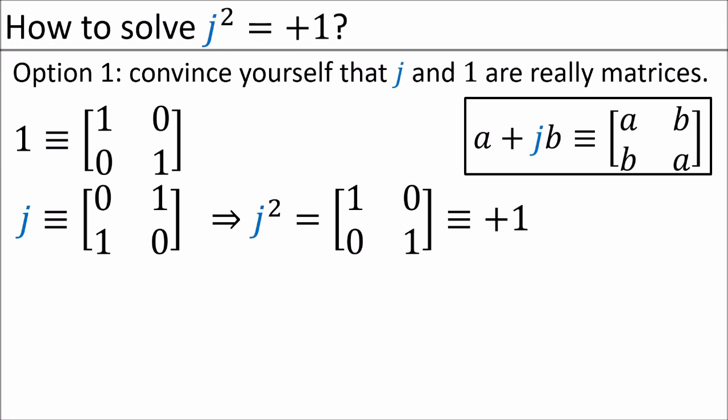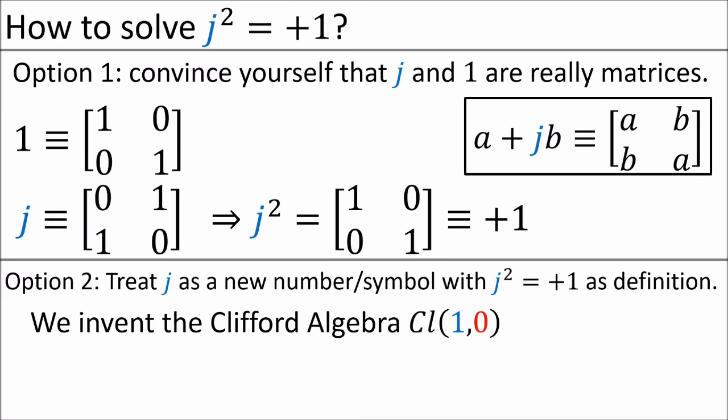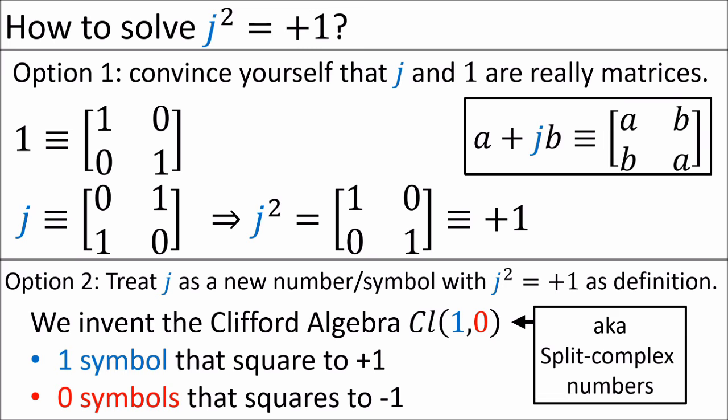But once again, there are an infinite number of matrices of all sizes that square to the identity. A simpler approach is to just treat J as its own symbol with J squared equals +1 as the definition. This is the Clifford algebra CL10 because it has a single symbol that squares to +1 and 0 symbols that square to -1. This is also called the split complex numbers.